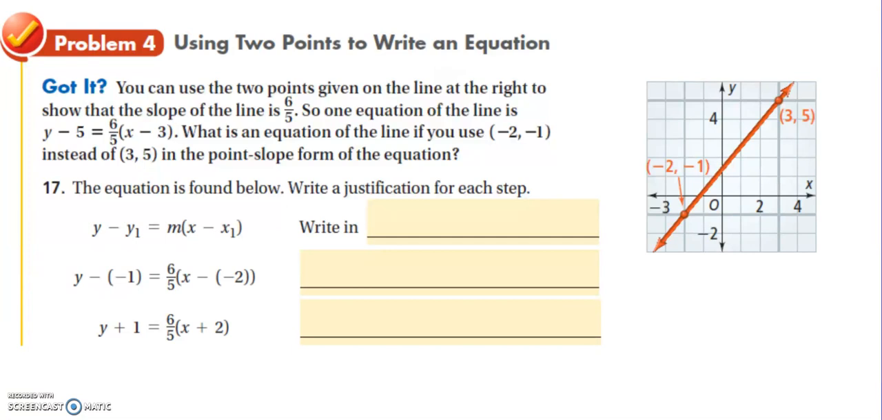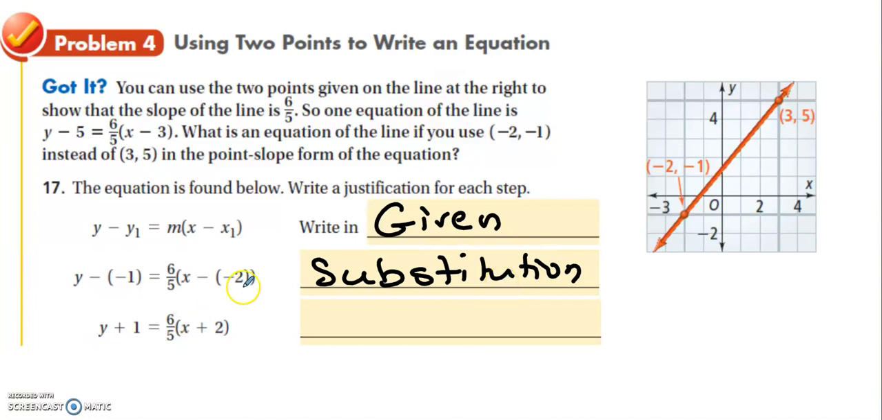So below is the equation found. Write in the justification for each step. So we will write this in. This is given. This is substitution. And this, realistically, was combine like terms. Or simplify.